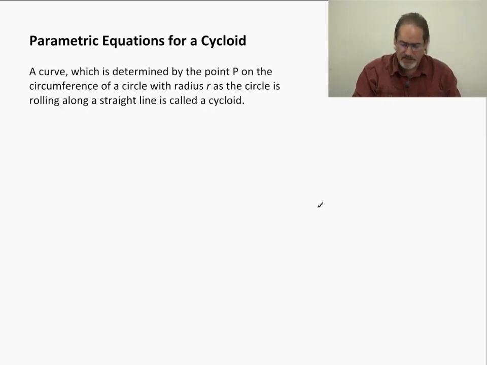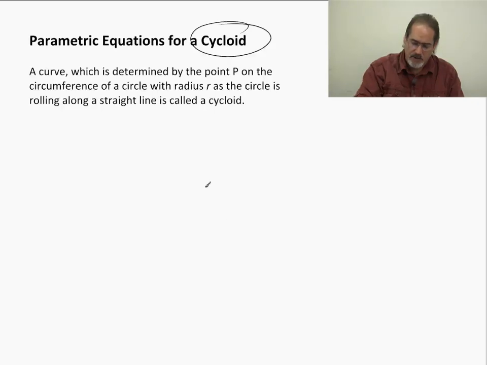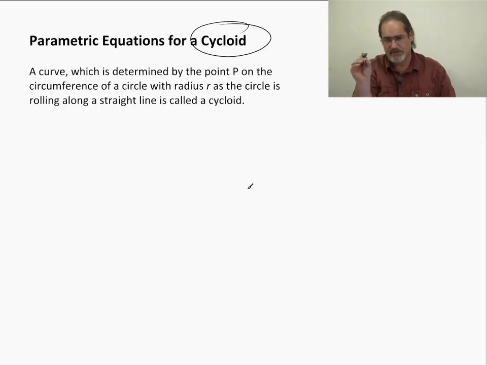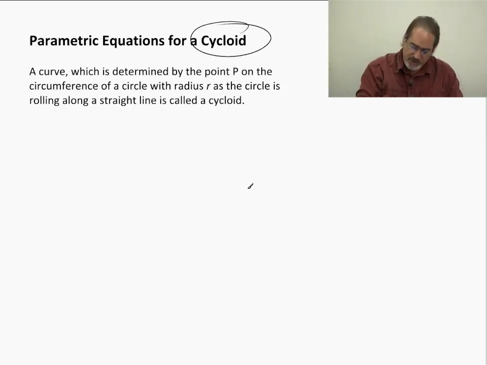Let's take a look at parametric equations for a cycloid. A curve which is determined by the point P, which is on the circumference of a circle with a radius of r. As the circle is rolling along a straight line, the curve that's formed by that point P as it's moving along the circumference of the circle is what's referred to as a cycloid.